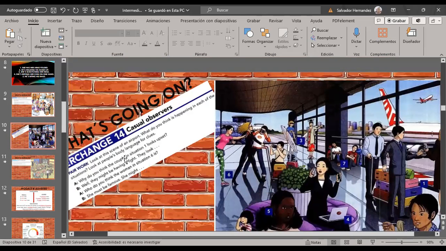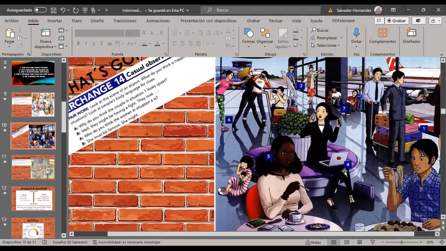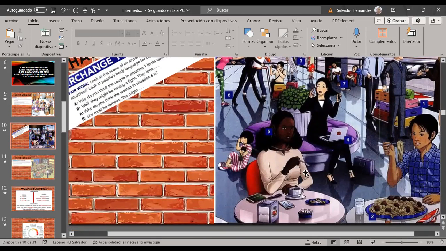So you have a look at this scene of an airport. What do you think is happening in each of the situations? What do you think, the couple in situation one looks upset? What happened in situation number two? These are the sentences that you're going to write. After the game, we are going to check it, right? Okay, so let's come back to the game.